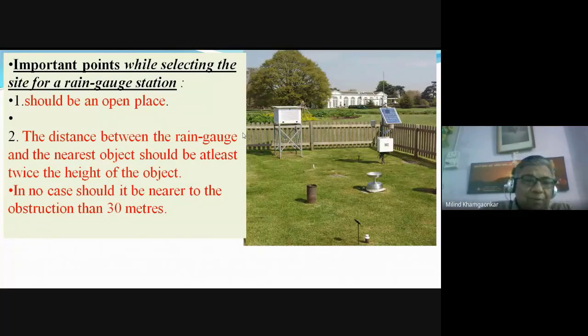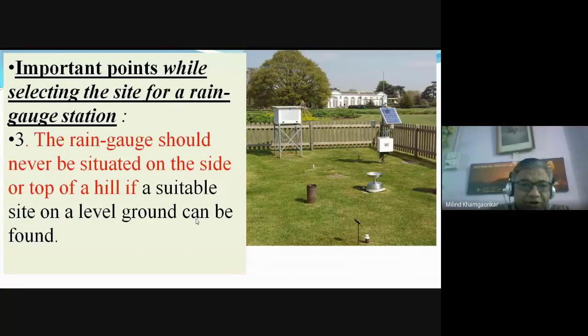It should be in an open place. That rain gauge station should be in an open place. The distance between the rain gauge and the nearest object, like a tree or a building, should be at least twice the height of the object. Meaning the distance between the rain gauge station and the object, like a tree or any building, should be at least more than double the height of that object, but should not in any case be less than 30 meters. It should not be less than 30 meters.